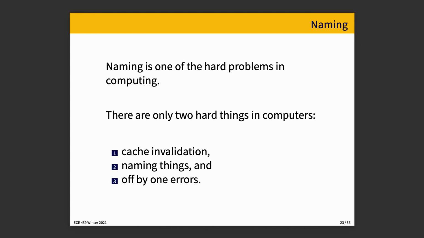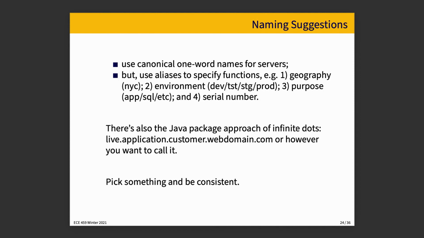Naming. You might have heard this one before. Naming is one of the two hard problems in computing: cache invalidation, naming things, and off-by-one errors. And naming is one of those things where it is actually hard. Some suggestions: use canonical one-word names for servers. You might name them after regional dishes or something like that. Or you could use aliases to specify functions where you have geography.